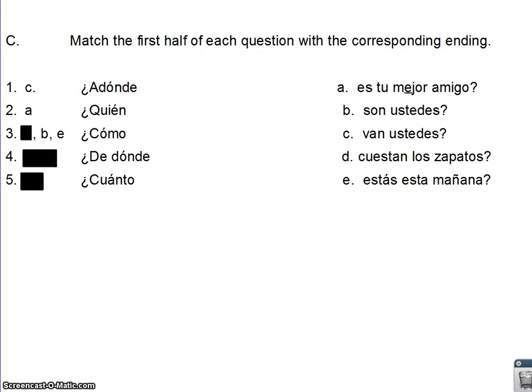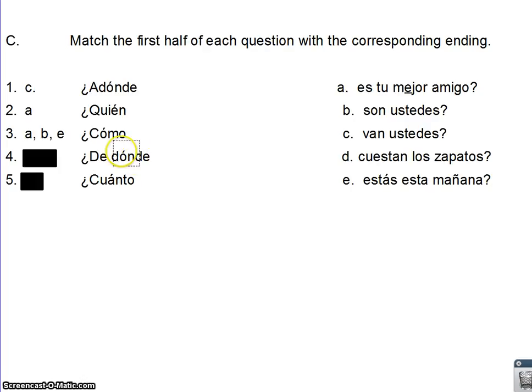Number 3. Como asks how. So it could go with A, B, or E because it could say, how is your best friend, meaning what is your best friend like? B would be, how are you guys, or what are you guys like? Or E, how are you this morning? So since it could be all three, I'm going to leave those there for now, and then we'll do process of elimination like you guys will have to do on the midterm.